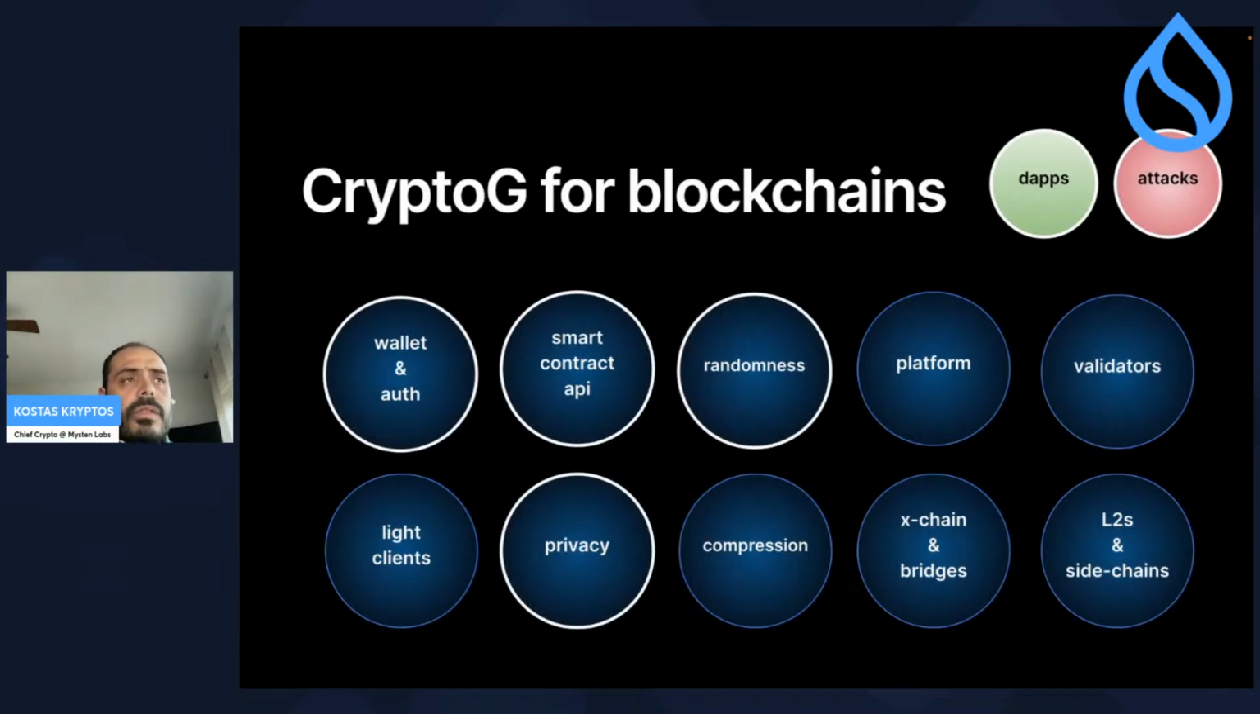From the wallet and the authentication, smart contract API. What tools do you have to write proper cryptography on a smart contract? Randomness. Previously, this is very important actually, because previously blockchains had this property of being deterministic. So we want our validators to produce the same result.